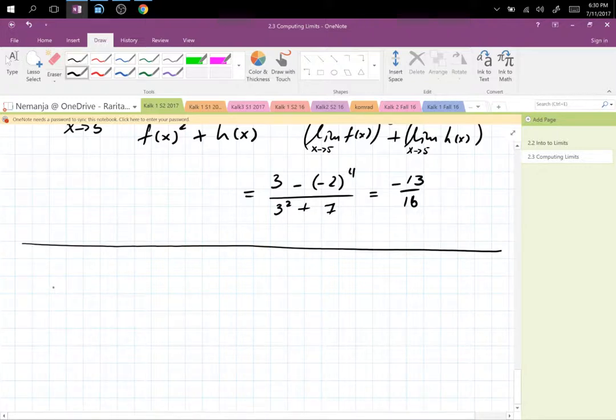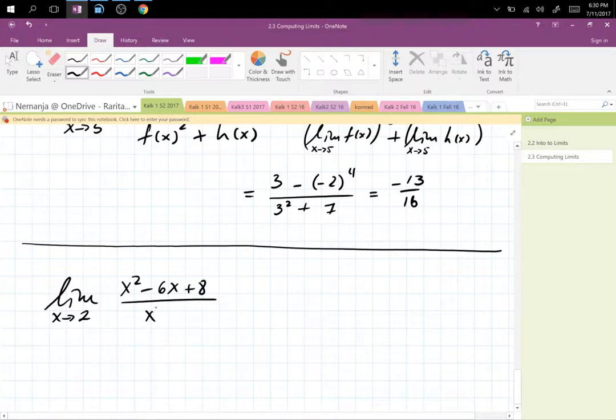This is going to be now a section with spicier examples, so pay attention. So what is the limit as x goes to 2 of x squared minus 6x plus 8 divided by x squared minus 4?